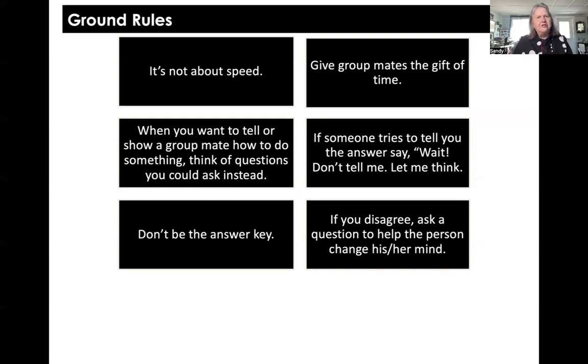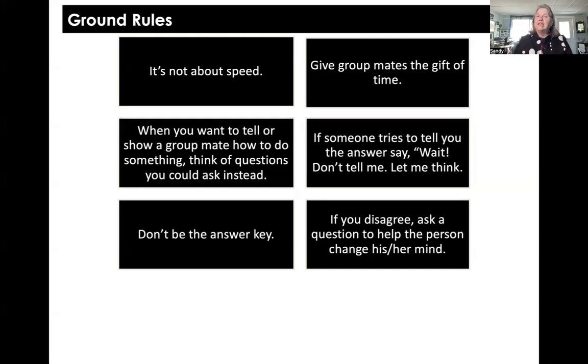It's important for your child to also learn to give their group mates the gift of time. What sometimes happens is the children race to see who gets the answer first, and then they show their group mate. And now what has happened? They have removed the ability for their group mate to think. We want all the children to think about it, to give your child a chance to think if they weren't as fast as one of their group mates.